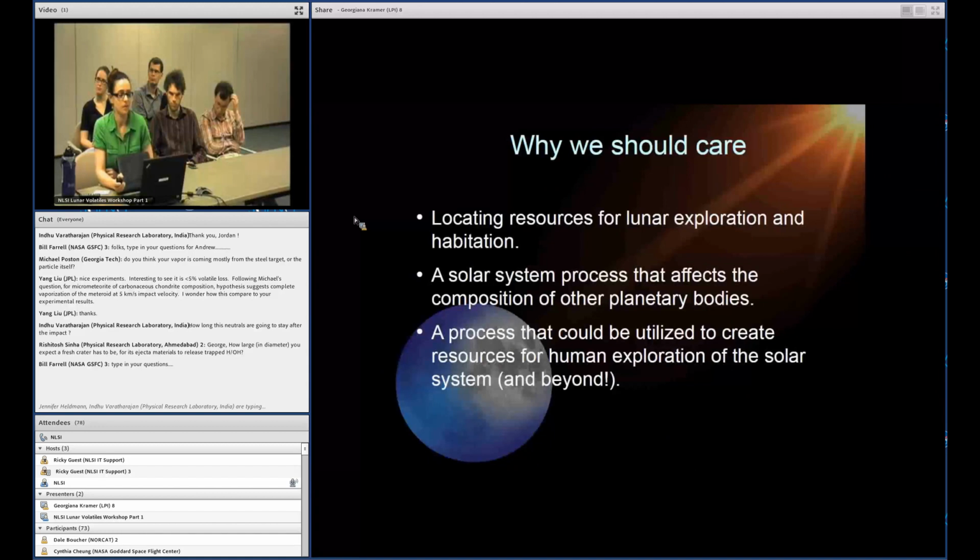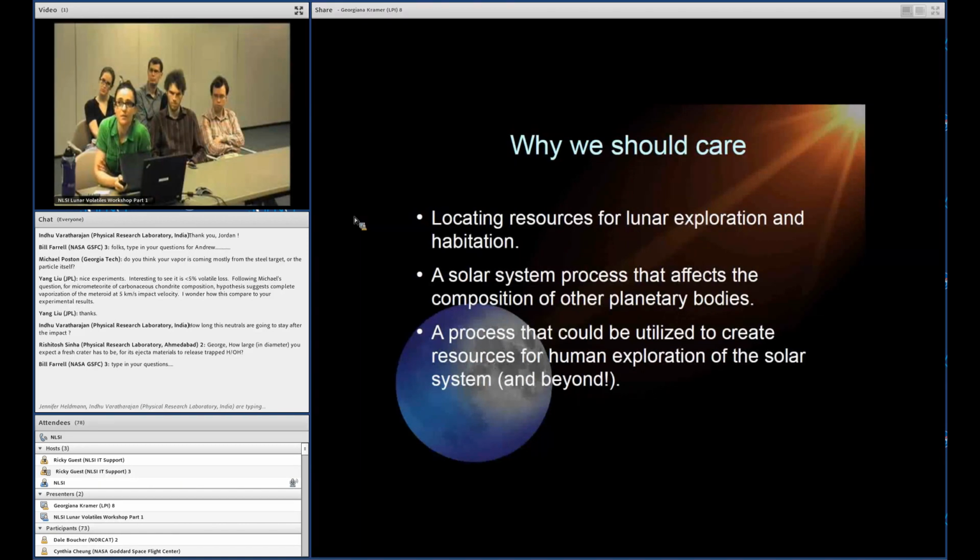And why should we care? Well, maybe as a segue for tomorrow's talks, locating resources for lunar exploration and habitation is very important, and these areas could be places to hone in on.